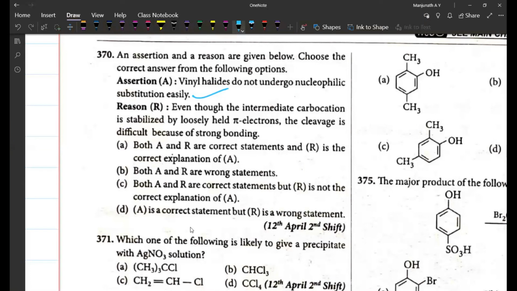This is not correct, yaar. How is the reasoning correct? The carbocation is not stabilized actually. CH2 double bond CH plus. Where is this positive charge stabilized by this pi electron? No, this is wrong. So it's option D. A is correct, but B is wrong. Correct, no? Any doubts? No, sir.